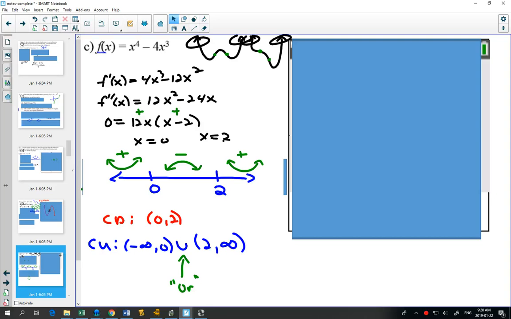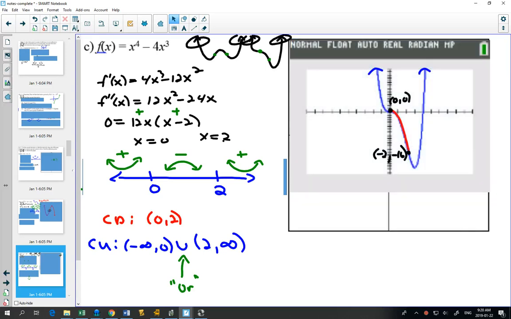Now, if we graph this on our graphing calculator, it ends up looking like that second one. It changes concavity at (0, 0). And it changes concavity at (-2, -16). If I wanted to find those y coordinates on my original graph, you always find coordinates on your original graph by plugging them into your original equation.